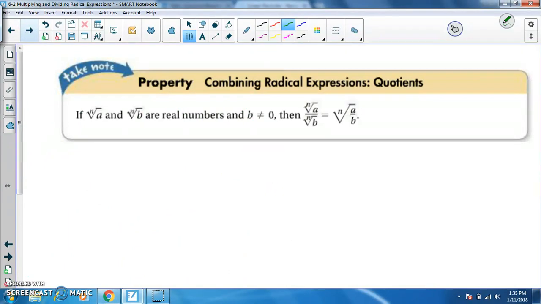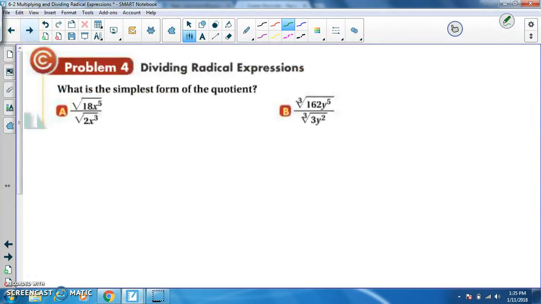Now our second property would be for dividing. If we have the square root of the numerator and the denominator, we can make the fraction together or we can separate it. We knew that. We just need to continue with the same index.